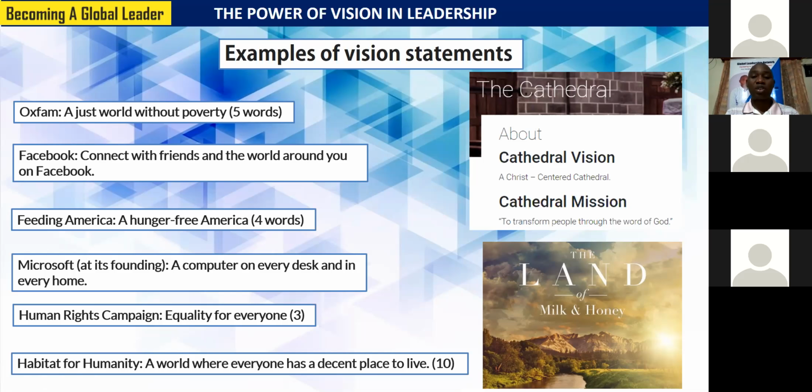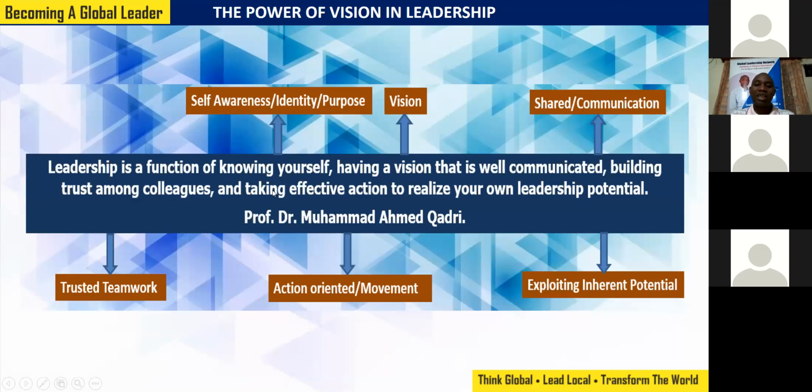Just reflect about your own vision statement. And if you need to revise it, please go ahead and revise it. So as we look at the power of vision, let me take you back to this definition by Professor Dr. Mohammed Ahmed on leadership. He said, leadership is a function of knowing yourself, that is self-awareness, having a vision. So you need to have a vision as a leader, and that vision should be well communicated. Then you need to build trust among colleagues. You need to take effective action to realize your own leadership potential. And as well, you also help other people to optimize their potential. So it's having a vision.